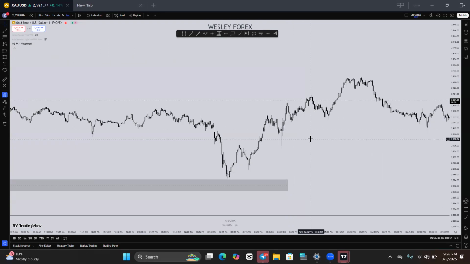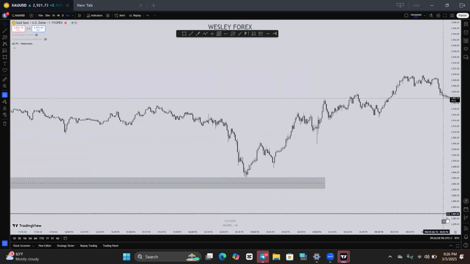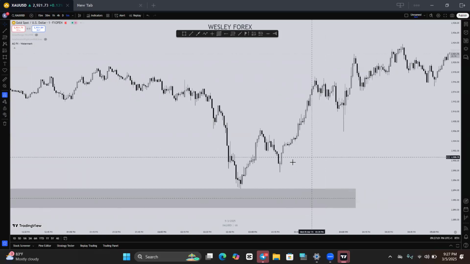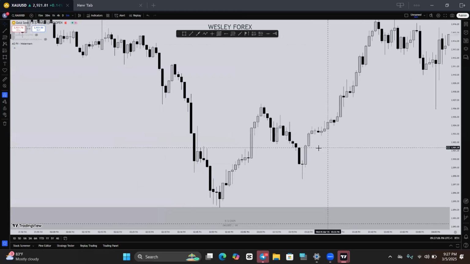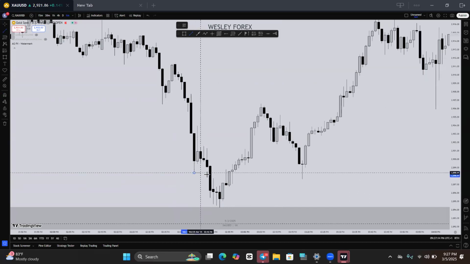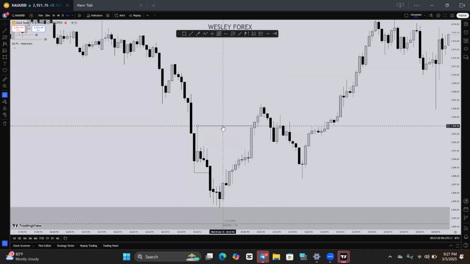And what is that signal? A market structure shift. Some traders want to call it a change of character or whatever, but it's still the same thing we're talking about, that market structure shift. And if you zoom in, you will clearly see that market structure shift here. At this point you have a lower low, lower high, lower low here. To this lower low, we have this lower high here. The break of this lower high gave us a market structure shift.